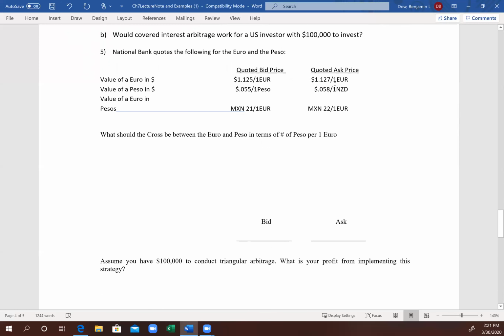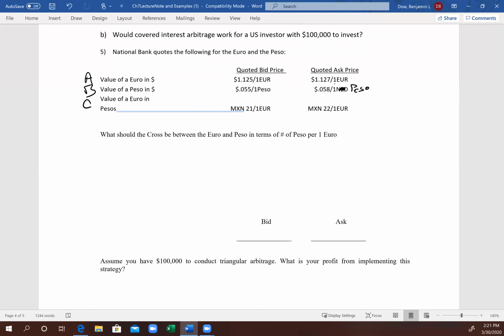And here's what we have. We have euros and pesos relative to US dollars. And we also have a cross rate in terms of the number of pesos per euro. Now, in order to figure out what the cross rate should be, we need to figure out, again, if this is A, B, and C, how do we get a cross rate in terms of the number of pesos per euro?